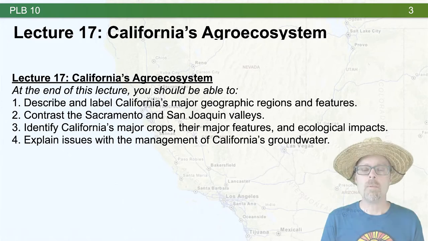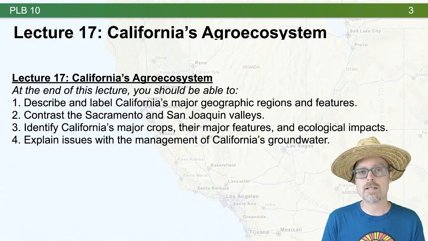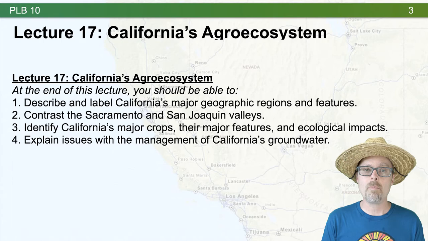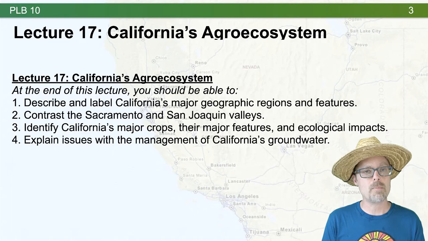Welcome to Lecture 17. In this lecture, we're going to explore components of California's agroecosystem. I have a unique perspective on this because I grew up actually farming some tomatoes. So we'll talk about that and some other important crops in California.